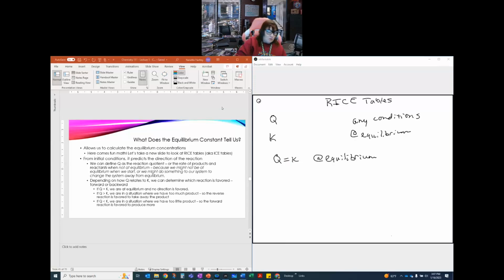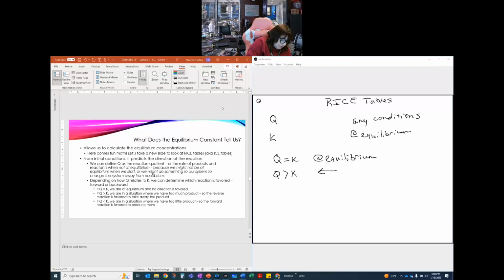Awesome. What if Q is greater than K? Okay, since it has the same form of products over reactants, and Q is bigger than K, that means I have more product, not enough reactant. So if that's true, then I need to go backwards. I have too much product, I need to break it down. I need to make more reactant, I need to go backwards. In that case, that reaction is going to have to break down the product as we've written it into reactants, and that's the direction that it's going to go. So it's going to shift backwards to make that work.